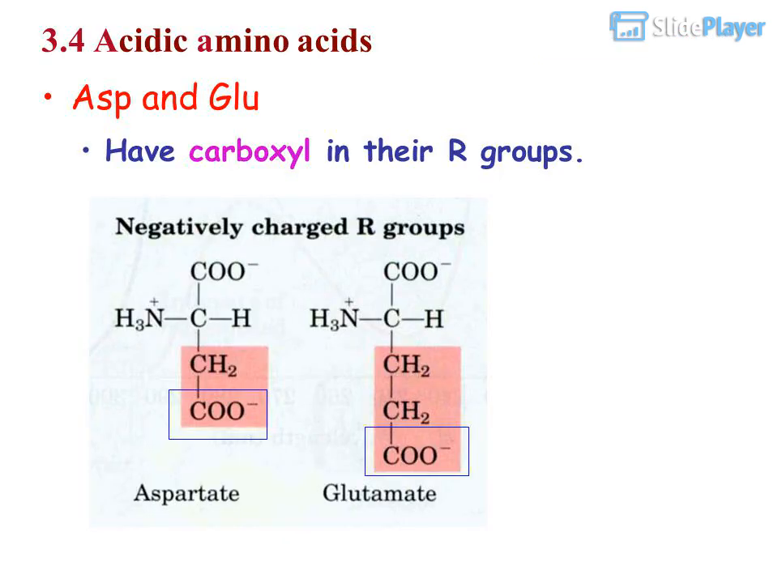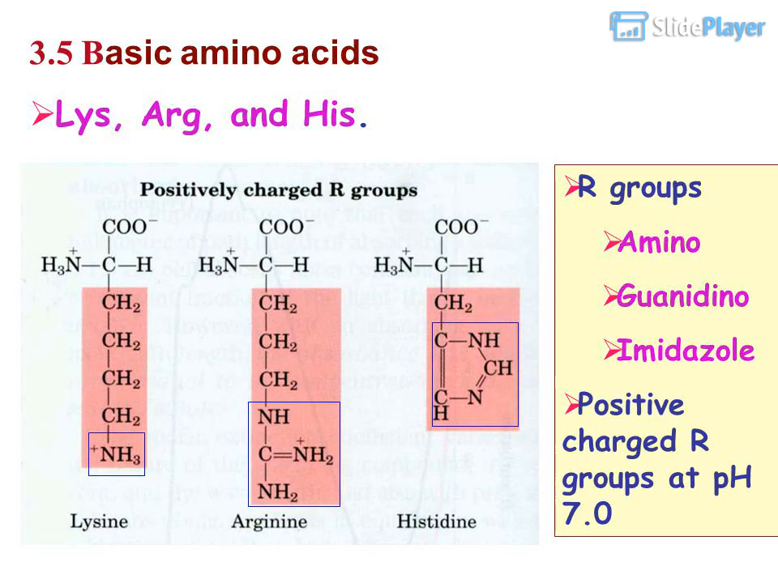3.4 Acidic amino acids: Asp and Glu. They have carboxyl groups in their R groups. 3.5 Basic amino acids: Lys, Arg, and His. R groups: amino, guanidino, and imidazole. Positively charged R groups at pH 7.0.